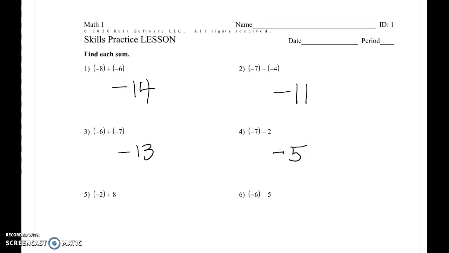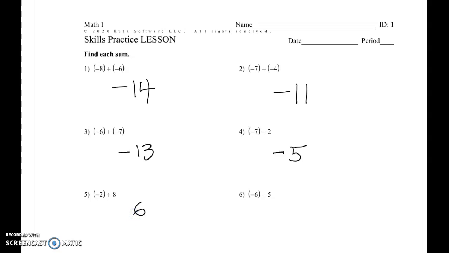Number 5, we have a -2 plus a +8. Because 8 is bigger than 2, we're going to take the sign of 8, which is positive, and that means our answer is going to be positive. Again, I'm not going to write a positive symbol there, so know that our answer is going to be positive because 8 is positive and 8 is bigger than 2. To find the number part of our answer, we're going to subtract. 8 minus 2 is 6. So our answer here is a +6.